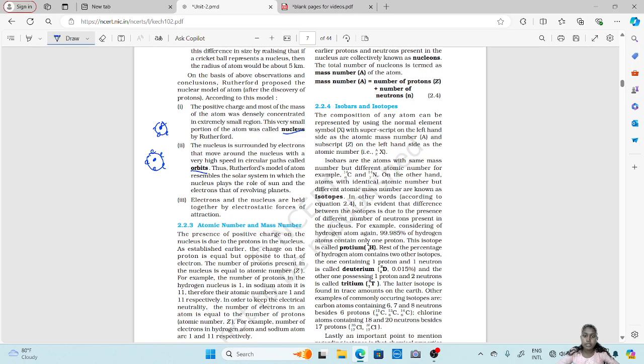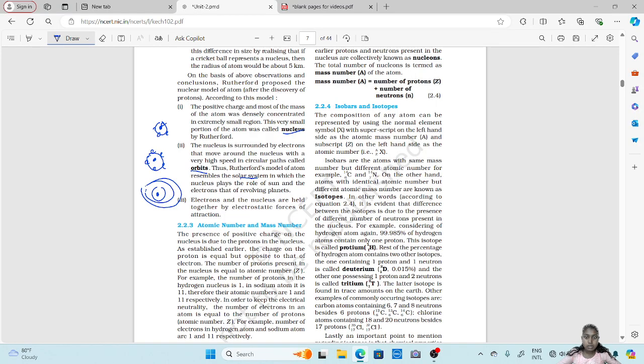Thus, Rutherford's model of the atom resembles the solar system. You know that in the solar system, the sun is at the center and all the planets revolve around it. Somewhat like this was Rutherford's model, where the nucleus is at the center and all the electrons move around the nucleus in circular paths known as orbits, where the nucleus plays the role of the sun and the electrons that of revolving planets.